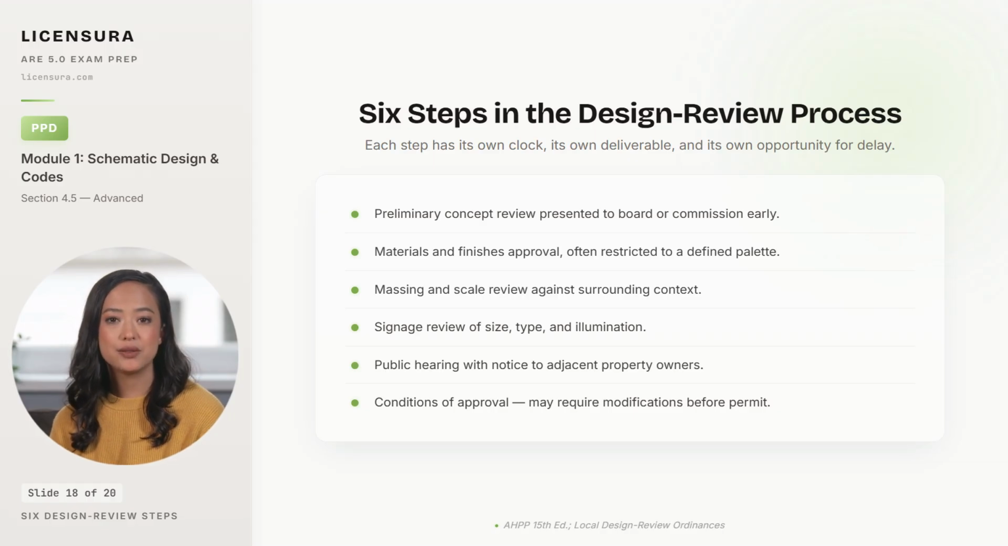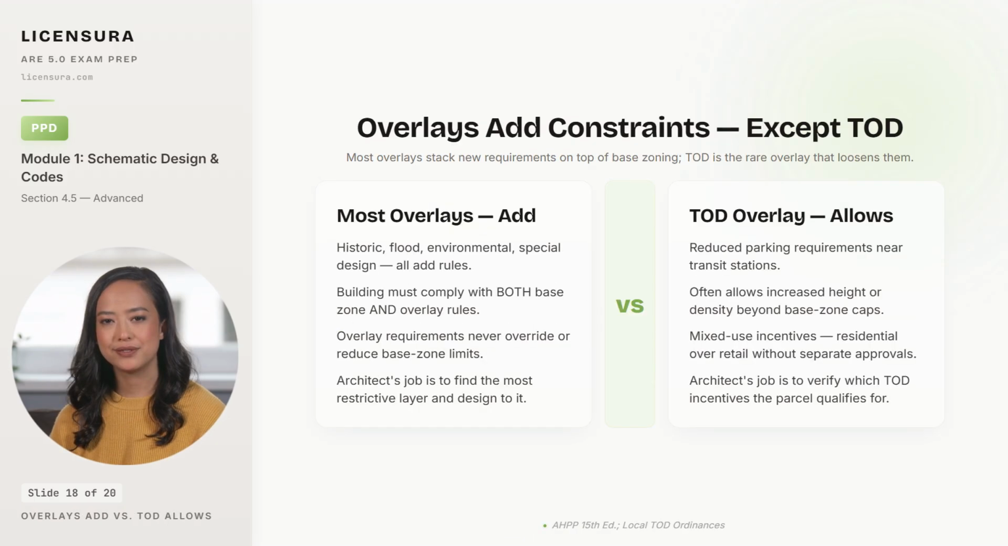The defining behavior of overlay districts is additive, except in one notable case. The general rule is that overlay districts add requirements on top of base zoning. Historic preservation, floodplain, environmental, and special design districts all stack additional restrictions, and a project in any of those overlays must comply with both the base zone limits and the overlay rules. Neither relaxes the other. The architect's job in those cases is to identify the most restrictive layer for each parameter and design to that controlling limit.